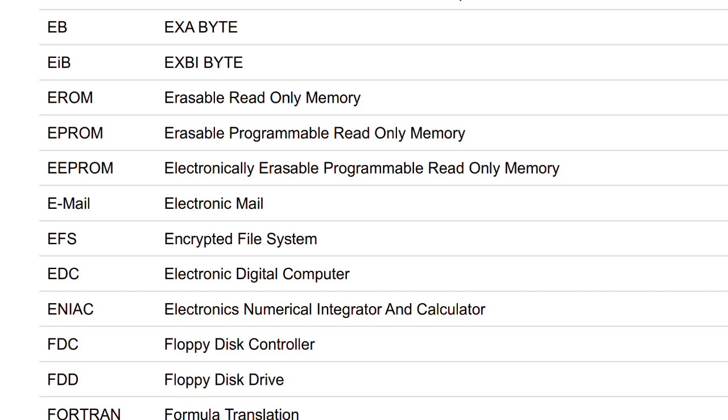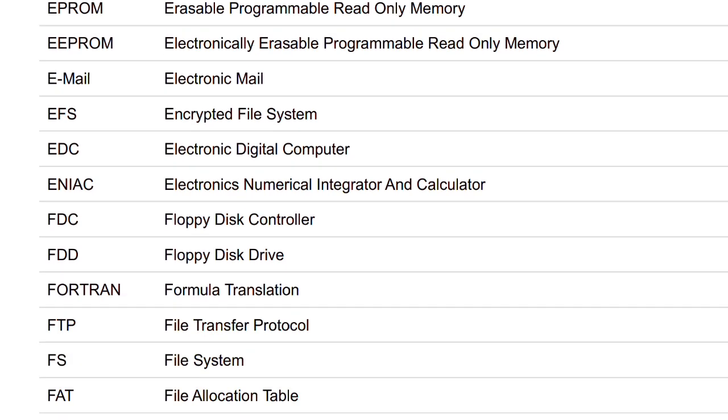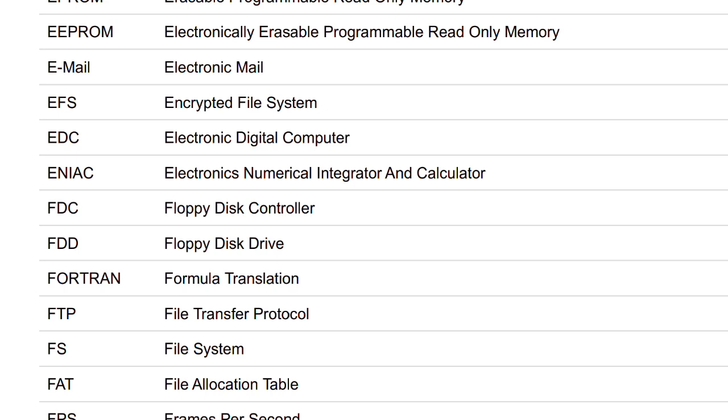Then we have email, that stands for electronic mail. EFS stands for encrypted file system. EDC stands for electronic digital computer. ENIAC stands for electronic numerical integrator and calculator. FDC stands for floppy disk controller. FDD stands for floppy disk drive.